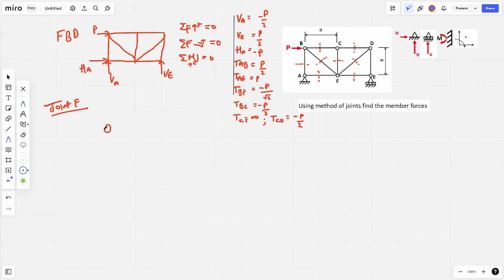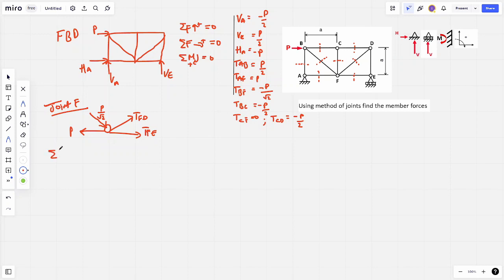So we've got AF, which is going to the left. Well, let's look at our table. We've got positive P, so that's definitely going in tension. We've got CF, which is 0. We've got BF, which we worked out as negative, so that's coming inwards as P over root 2. We've got the tension, which we're going to assume as TFD, and we've also got TFE. So let's use the equations of equilibrium.